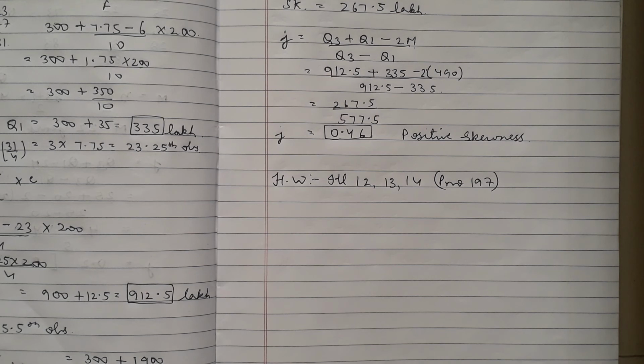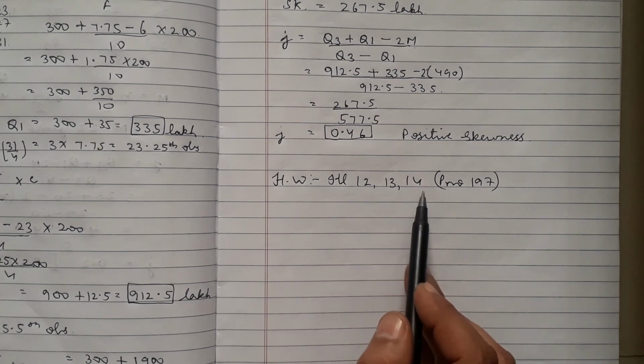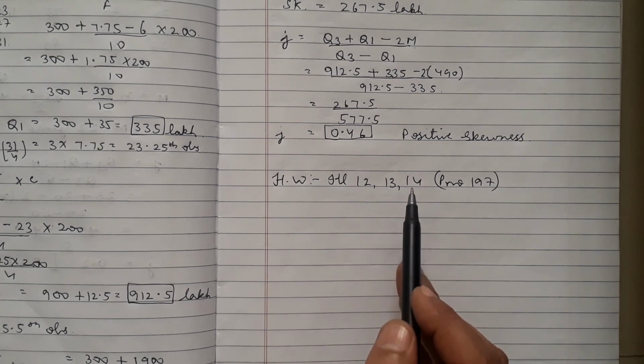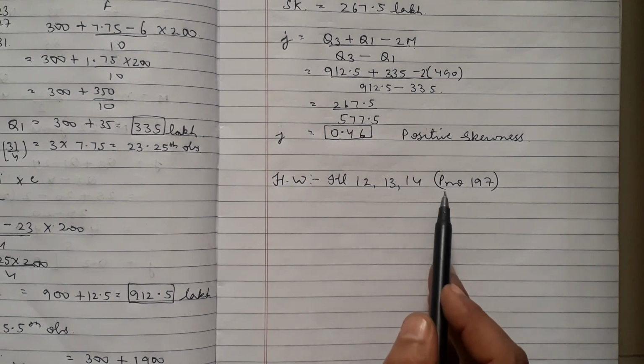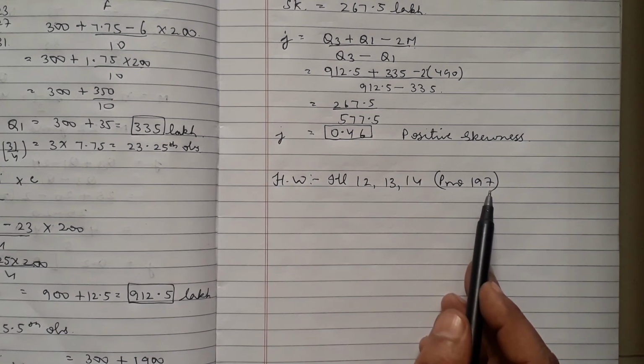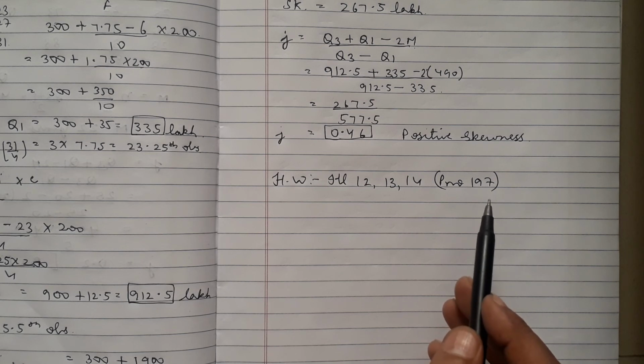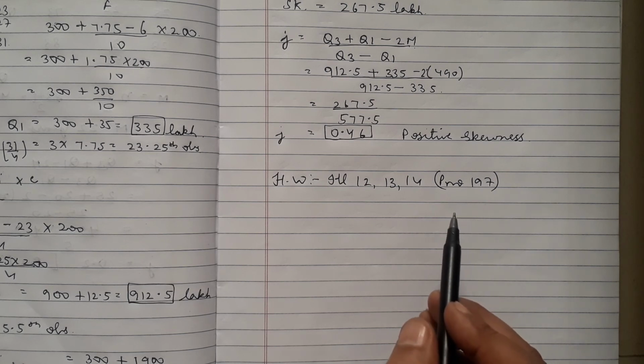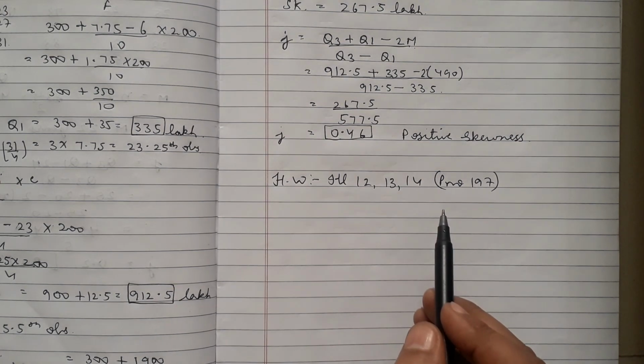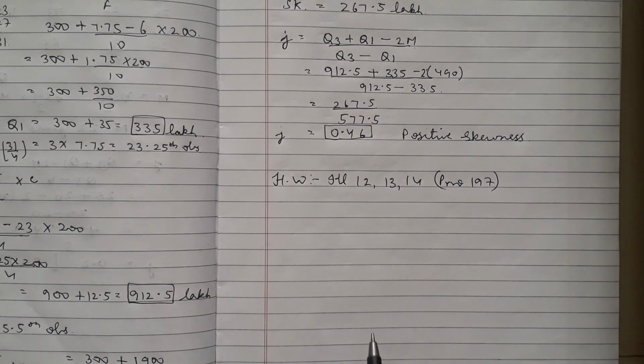Homework which you have to do in your notebook is illustration 12, 13, 14 related to Bowley's method of coefficient of skewness, page number 197 onwards. In the sum wherever required you have to calculate and arrange the values in ascending order, and if it is a continuous series you can apply the formula L plus 3n upon 4 minus CFI into C for finding Q3, and similarly for others also. So you have to do all this in your notebook. Thank you.